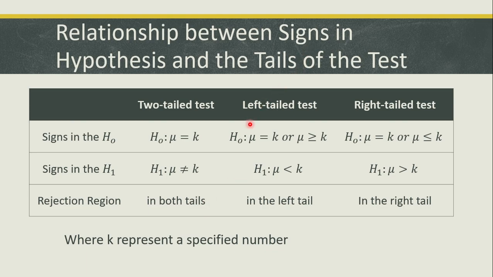Kapag left-tailed naman, ang gagamitin natin is greater than or equal. The mu is greater than or equal to k for the null hypothesis. And sa alternative, less than. Okay? Kapag ayan yung nakita ninyo, automatically, that will be a left-tailed test. And yung rejection region niya is nasa left tail. Kapag right-tailed naman, kabaliktaran lang nung left-tailed.